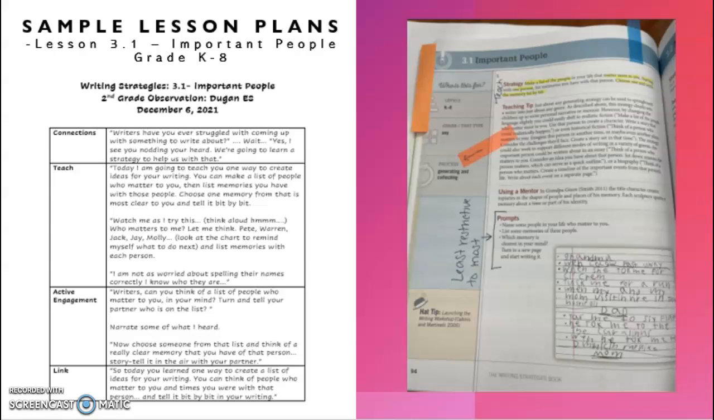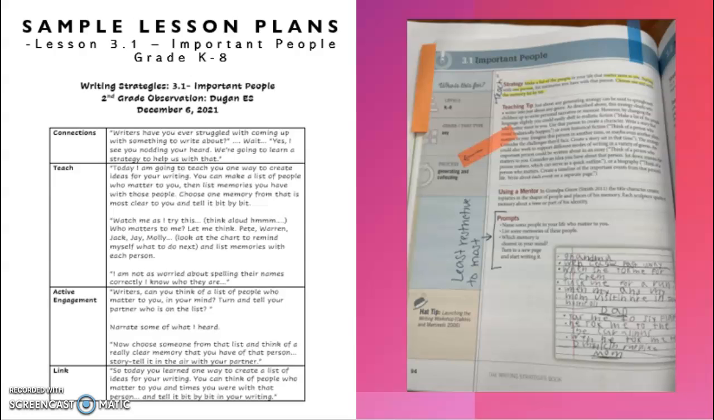Here is a sample lesson plan. This is an actual lesson plan from the booklet. It's lesson 3.1, titled Important People, relevant for grades K through 8. We did this lesson at our writing cohort back in December, and you can see where we sat down together and went over each of the components we talked about earlier: the connections, the teaching, the active engagement, and the links. This is a lesson that I feel very confident you would be able to take back to your classroom today and do with your class or amongst your grade level to give us some good feedback about how you think these strategies might be appropriate for your classroom.